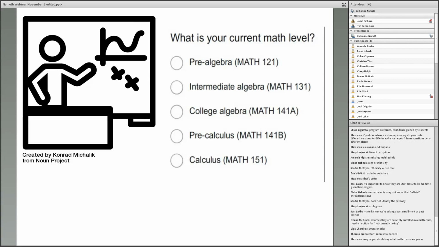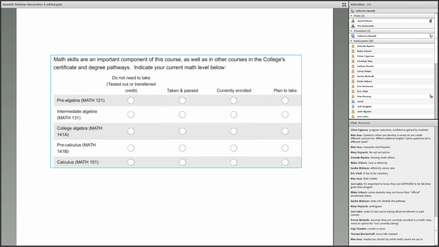So here, these are the math courses offered at our institution that align with each description. So here we're making it more context specific, but we can make it even more specific if we just take a little bit more time and, for example, ask the students through this prompt. Math skills are an important component of our course, as well as other courses in the college's certificate and degree pathways. Indicate your current math level below.